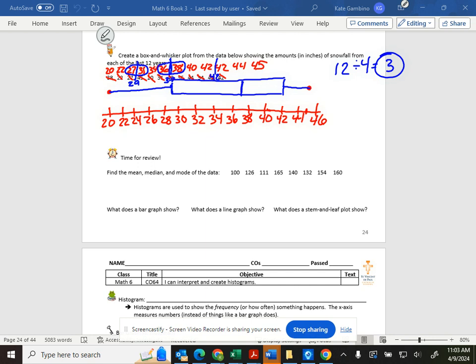So I walked us through this one because it's really hard drawing a box and whisker for the very first time. That is how we draw. You're going to have to do this, the bottom time for review, and the top part. So you're going to have to answer the questions on that top part of that box and whisker that was already drawn. You're going to have to do the review on the bottom.